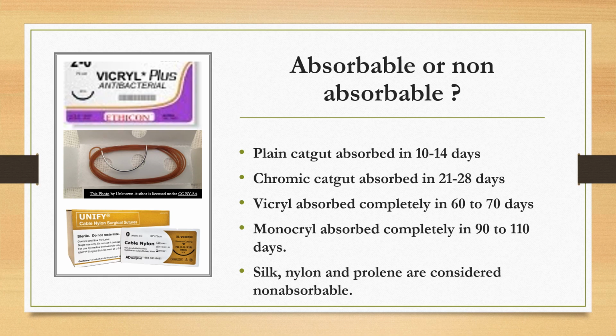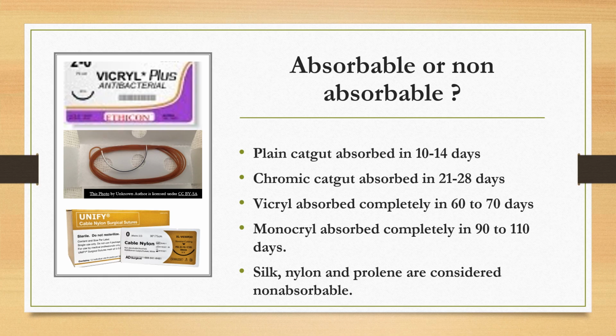Silk, nylon, and Prolene are considered non-absorbable. So, as we said before, silk has been used a lot in the past. Now the use of silk is less, but it is still used, for example, to suture the skin by simple interrupted sutures, and also to suture the serosa of the bowel in X-lap when they do end-to-end anastomosis.